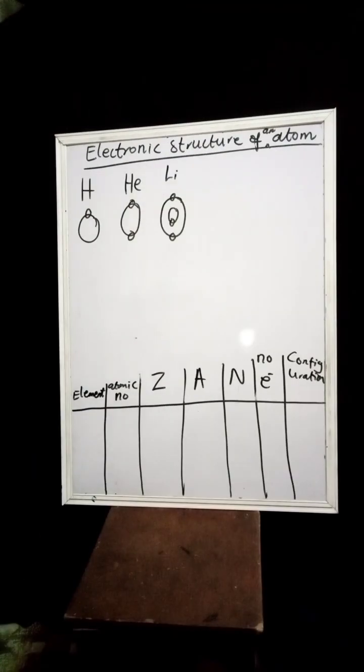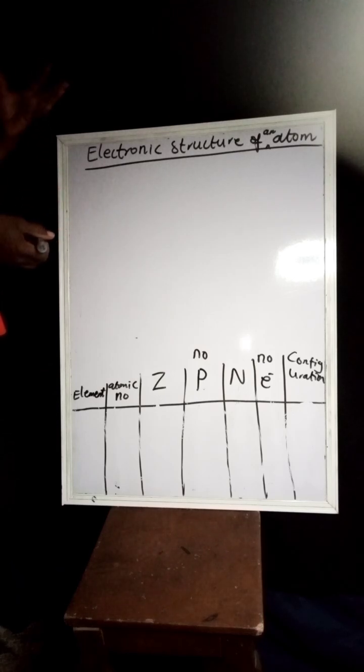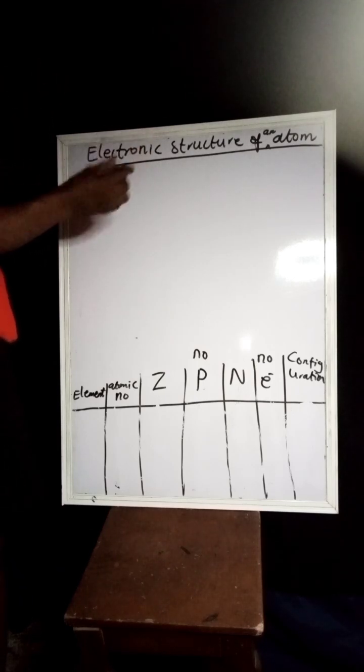Okay. Remember that the first shell, that is the K shell, accommodates a maximum of what? 2 electrons. And every other shell, apart from the K shell, accommodates a maximum of 8 electrons. Now, let's provide an electronic structure of an element like sodium. Sodium is the 11th element. That is, the atomic number is 11.